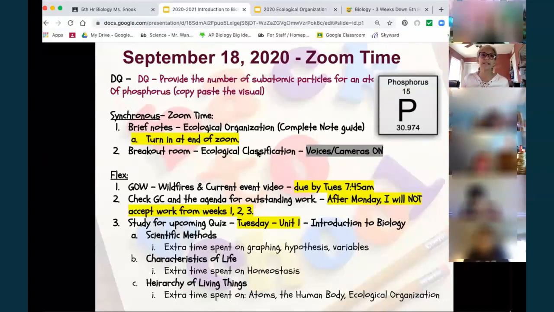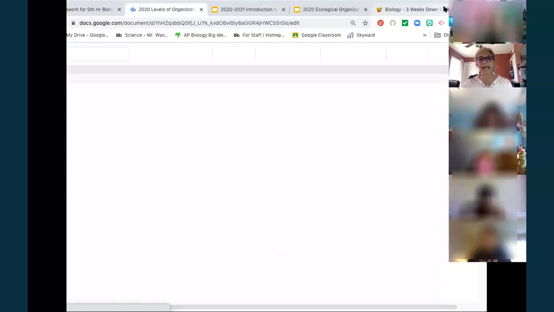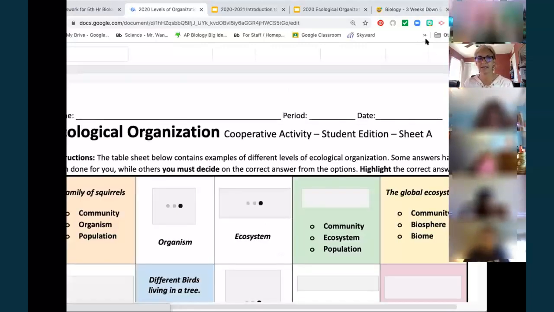We're going to do some practice, and this is going to be in our breakout room. It sounded like, as I was calling on people, that maybe a conversation about these levels of organization could be helpful. So we're looking for individuals or organisms, species, populations, communities, ecosystems, biospheres, biomes. So in your breakout rooms, grab that grid, you're going to highlight the correct answer. I'm going to repeat that. You're going to highlight the correct answer, okay?